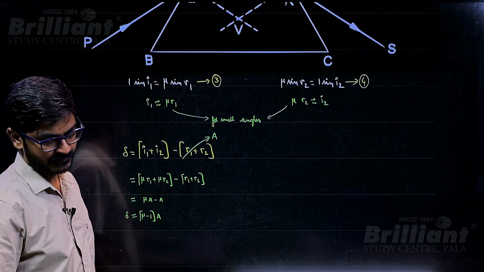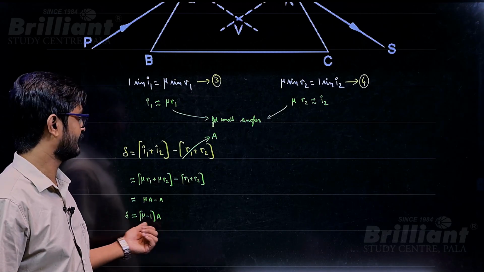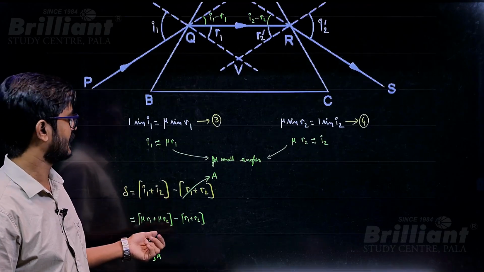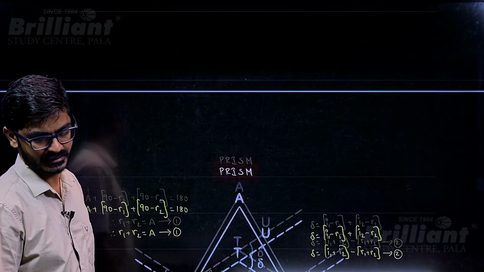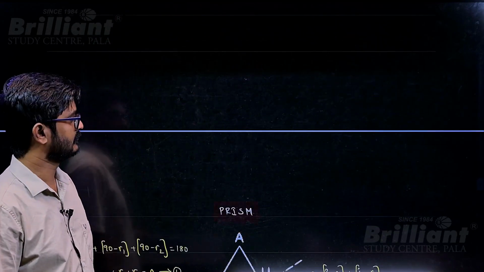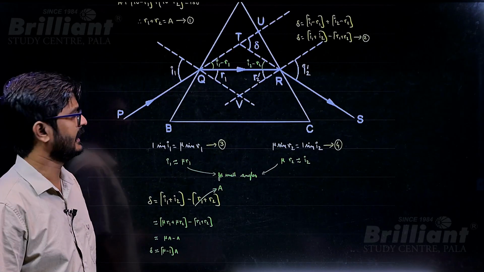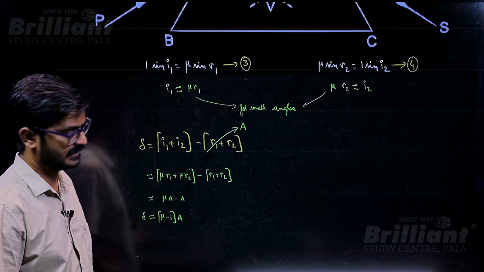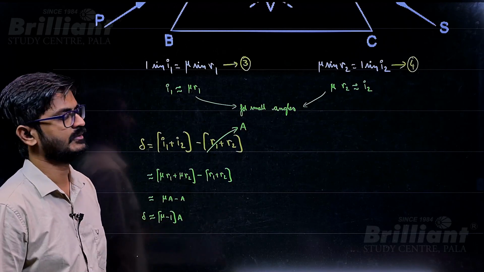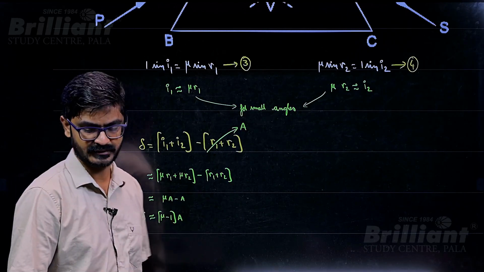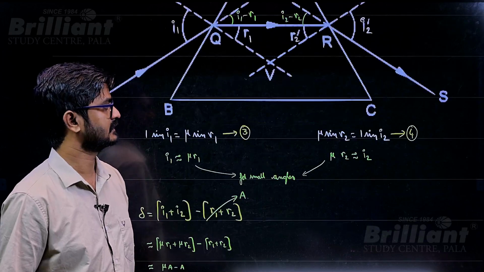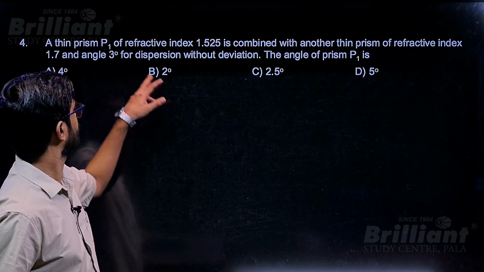Now you need to understand, this deviation is the same for all angles of incidence. It doesn't depend on the angle of incidence, it is mu minus 1 into A, unlike a big angle prism. So for a small angle prism, deviation for any ray is going to be almost mu minus 1 into A. For any ray it is going to be mu minus 1 into A for small angled prisms. Now you can see this is a small angled prism.